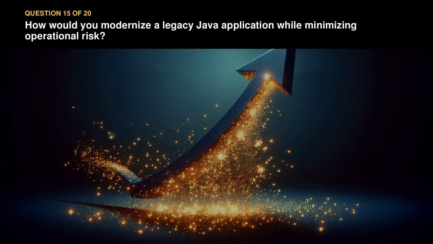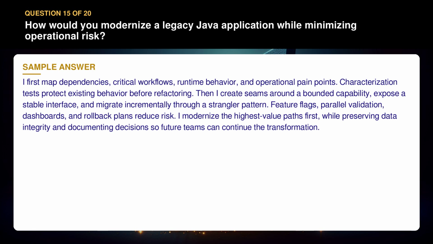Question 15. How would you modernize a legacy Java application while minimizing operational risk? I first map dependencies, critical workflows, runtime behavior, and operational pain points. Characterization tests protect existing behavior before refactoring. Then I create seams around a bounded capability, expose a stable interface, and migrate incrementally through a strangler pattern. Feature flags, parallel validation, dashboards, and rollback plans reduce risk.